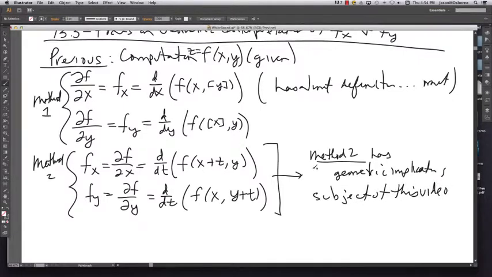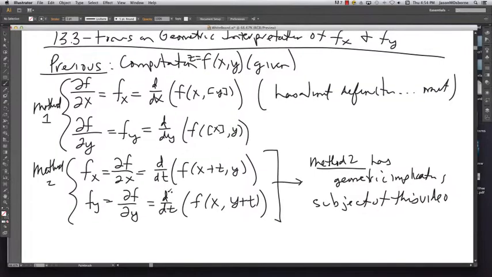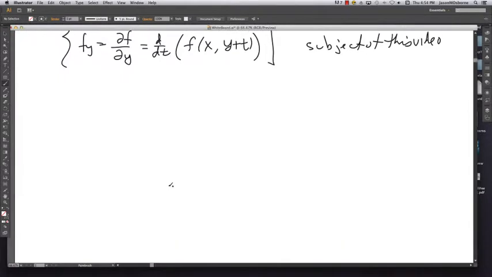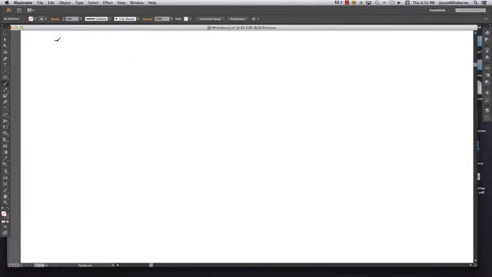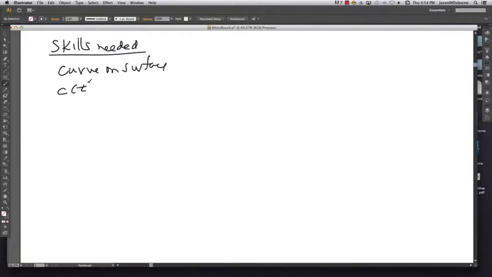If you want to see actual examples of computing partial derivatives, you should watch the previous video. This video is going to be on the geometric interpretation of these partial derivatives. So, the skills needed. We need to remember curves on surfaces. If you have a c of t, it's a vector valued function in one variable.